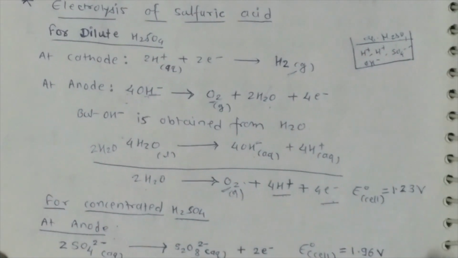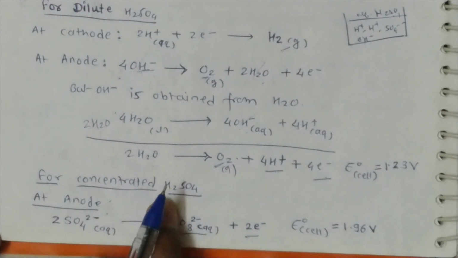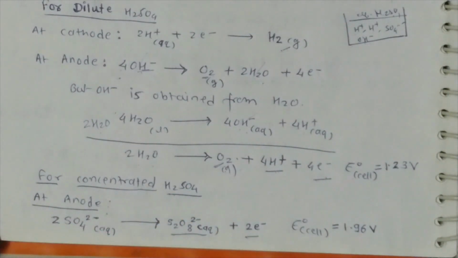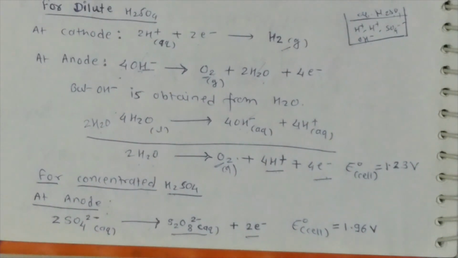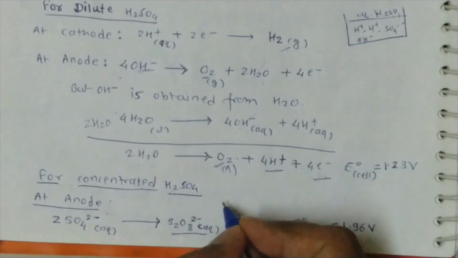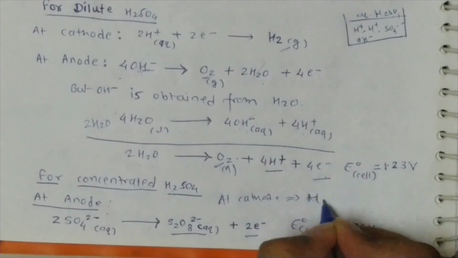Next, if we have concentrated H2SO4, then in concentrated H2SO4 solution there will again be the same types of ions: H plus ion from H2SO4, H plus ion from water, sulfate ion from the H2SO4, and OH minus ion from the water. Now in this case, since the concentration of OH minus ion is very low as the solution is concentrated, at the cathode there is no competition, only H plus ion is going to be reduced. So the reaction at the cathode will remain the same as that of dilute H2SO4. There is a formation of H2. So we can say at the cathode, in case of concentrated H2SO4 also, hydrogen gas is formed.